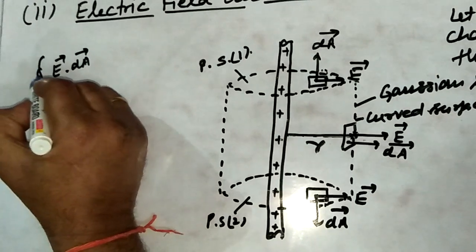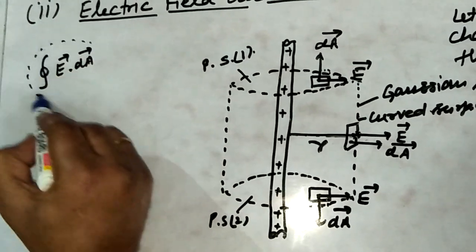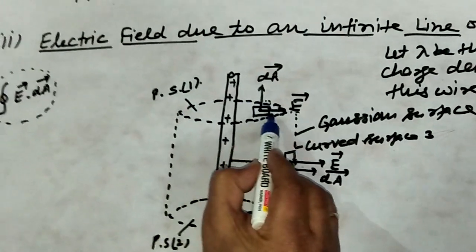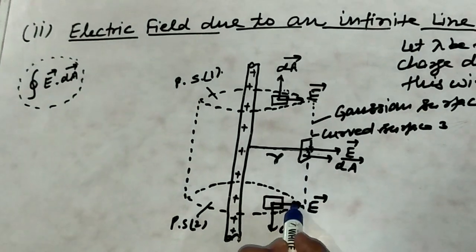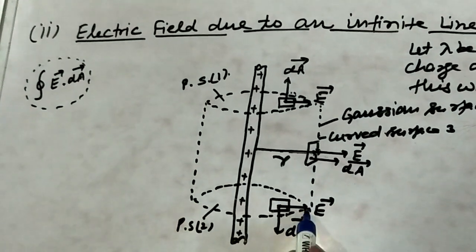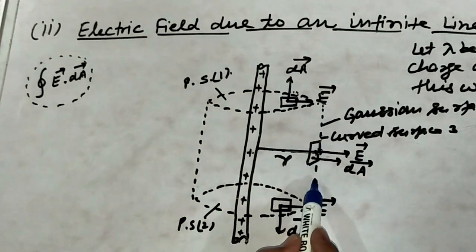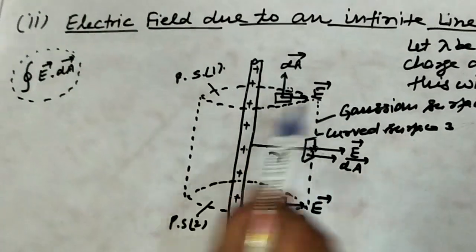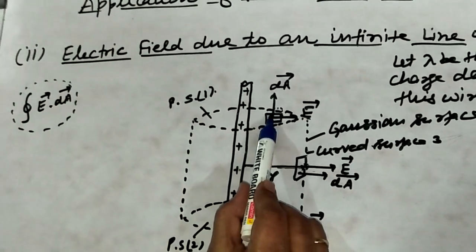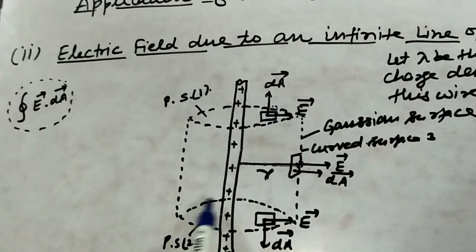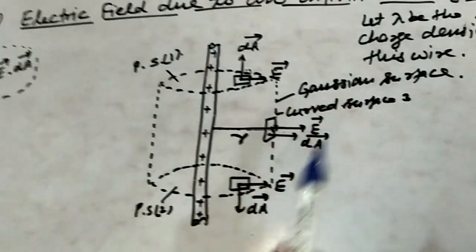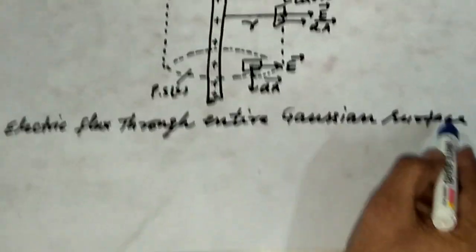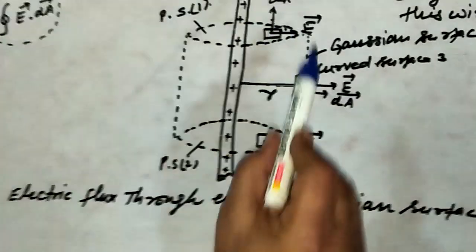We will integrate it. So this will give the electric flux passing through the whole plane surface 1. Similarly, you can find the electric flux passing through plane surface 2, and the electric flux passing through the curved surface. For finding the total electric flux through the entire Gaussian cylinder, we will add the electric flux through this plane surface, plus the electric flux through the other plane surface, plus the electric flux through the curved surface.